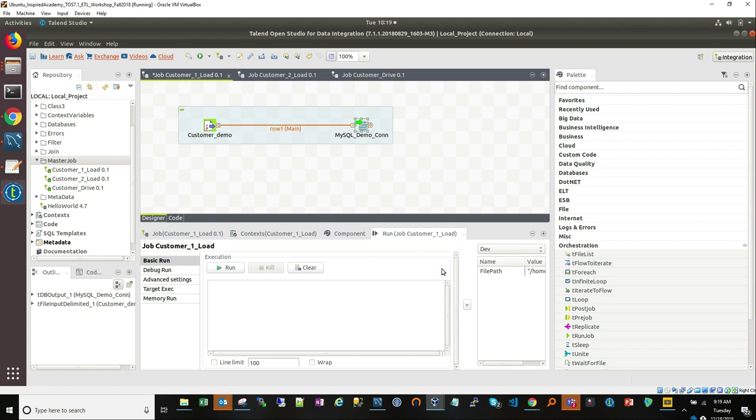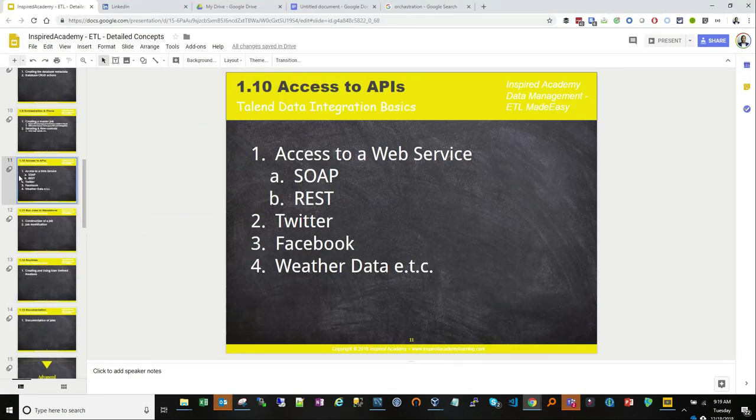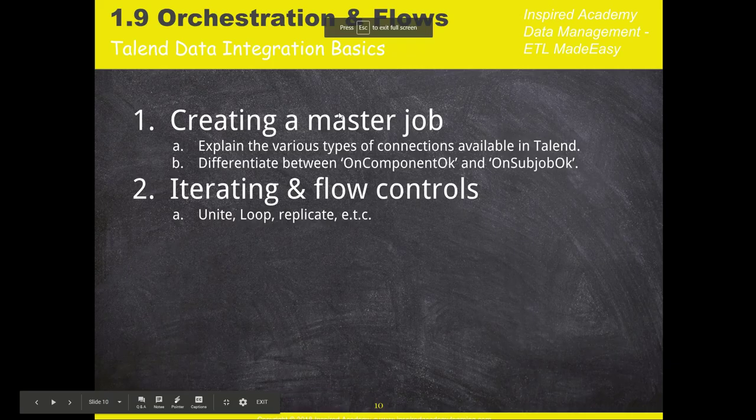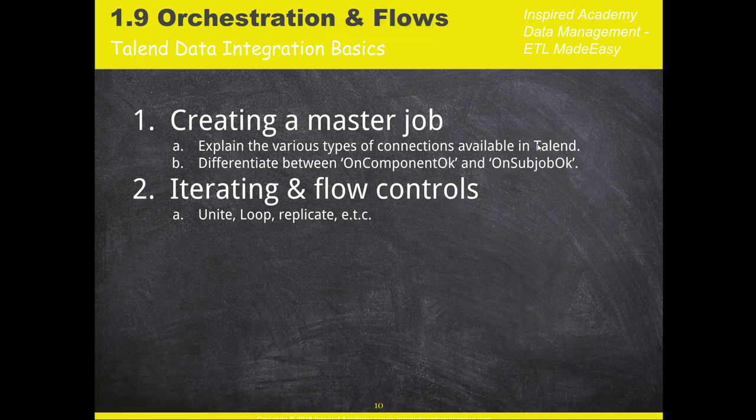All right. So this brings us to a summary and a recap of what we just talked about here, which is flows that are available within Talend. We can create master jobs. We understand the different types of connections: on component OK, on subjob OK. We can do loops, iterations. There are components for that. If you want to loop through files in the directory, you can just pull those components that are available for that to perform the looping.